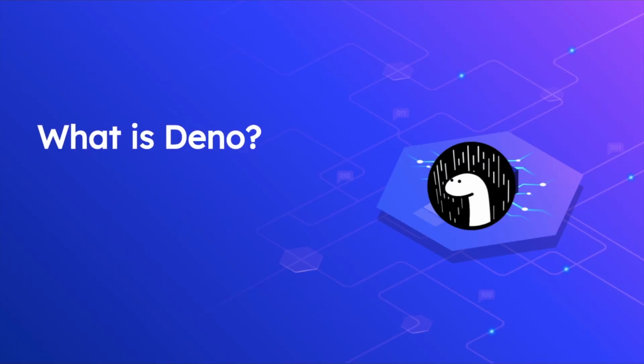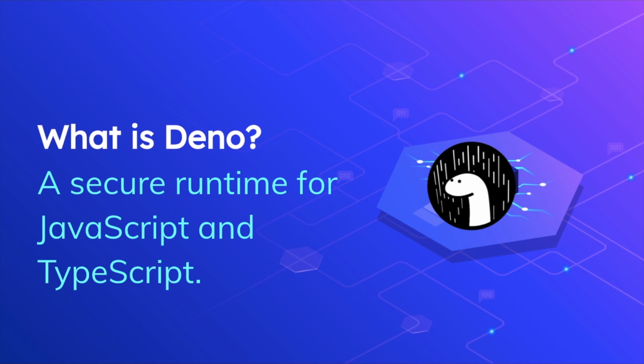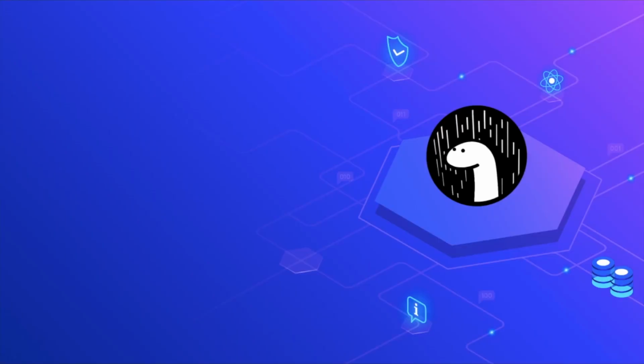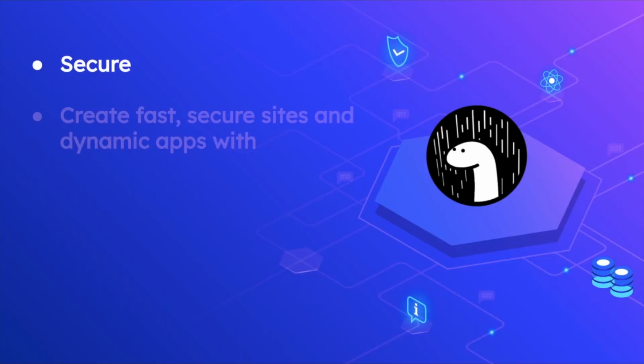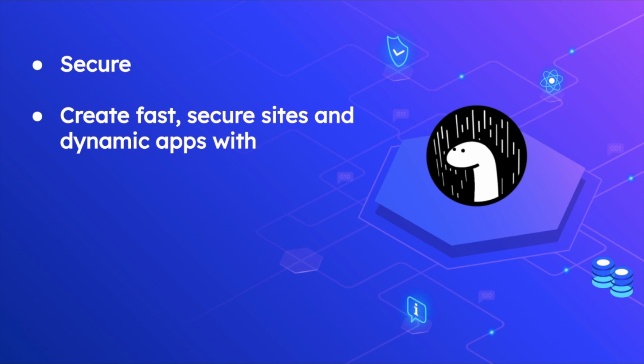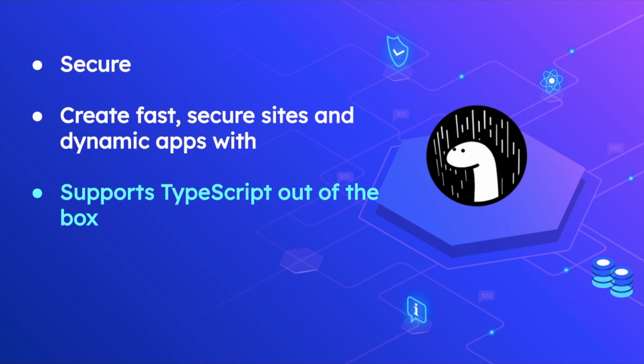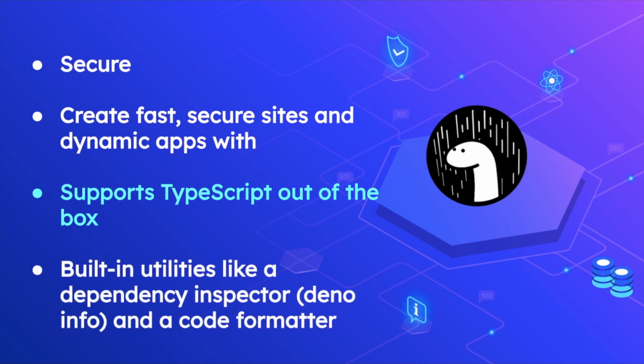So what is Deno? Well, Deno is a secure runtime for JavaScript and TypeScript. So what are the features that it offers? Well, it's secure. And you can create fast, secure sites and dynamic apps with Deno. It also supports TypeScript out of the box. You have built-in utilities like Dependency Inspector, Deno Info, and a code formatter as well. But then, wait a minute, how is it different than Node then?